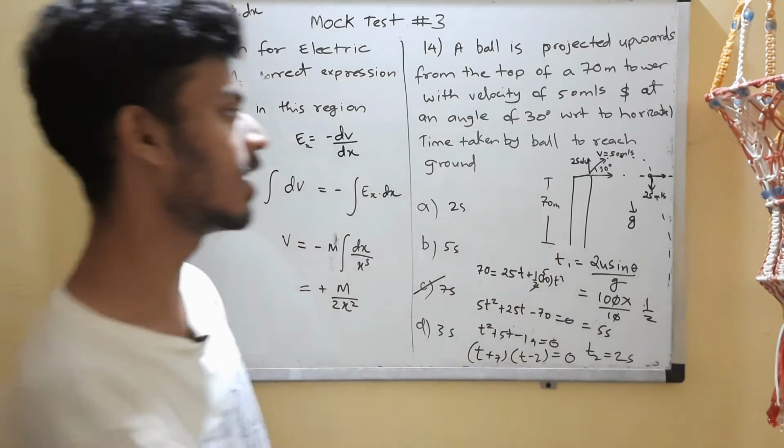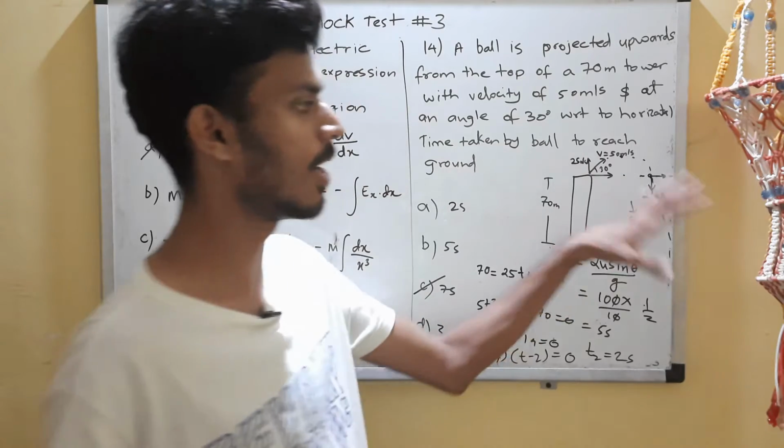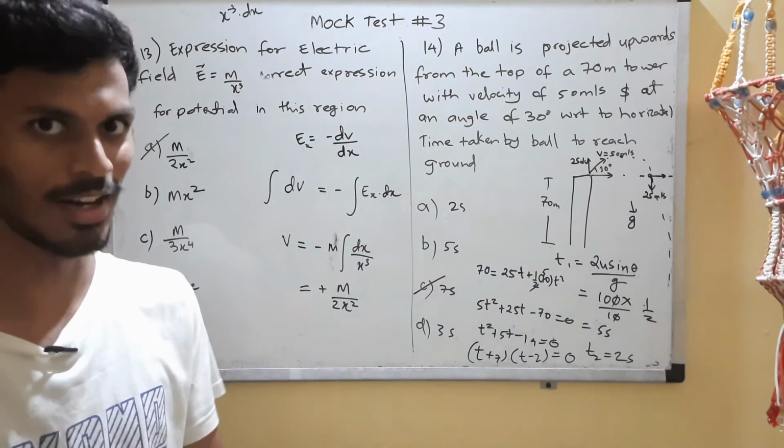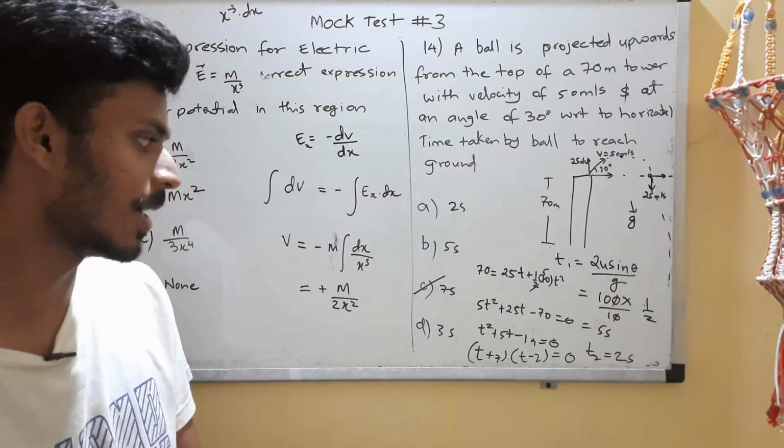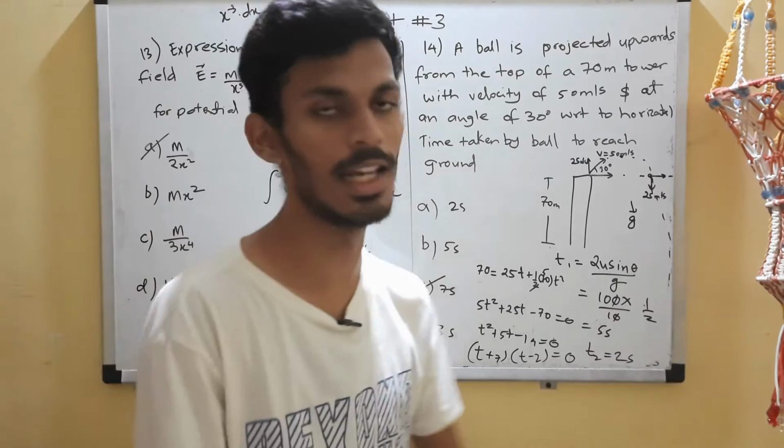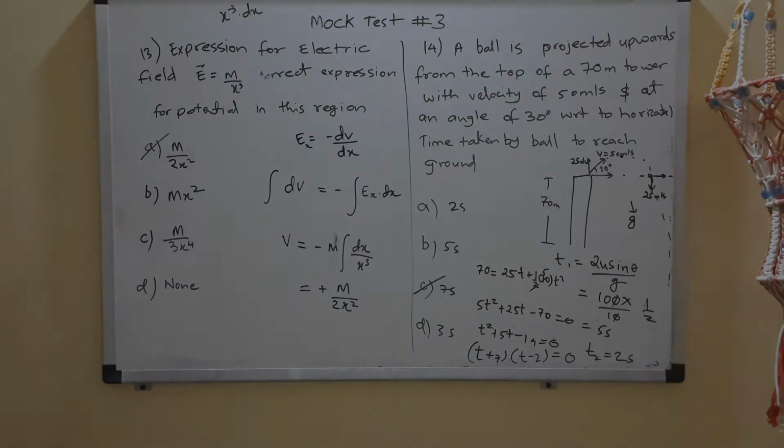Anyways, you could have directly used s is equal to ut plus half at square over the entire journey. That would have given you the same answer. Okay, that's your answer over there. Let's move to the next question.